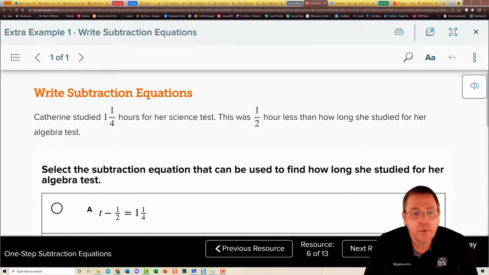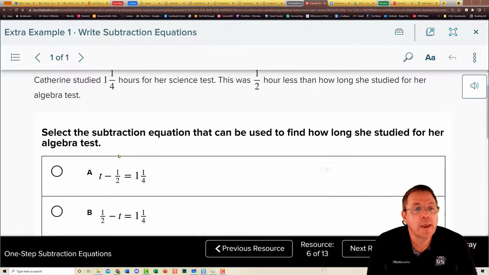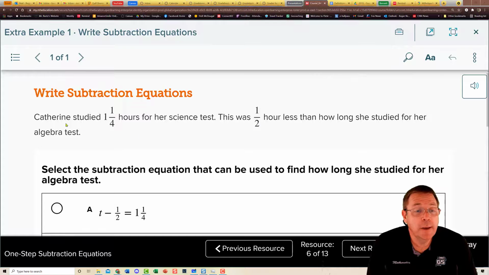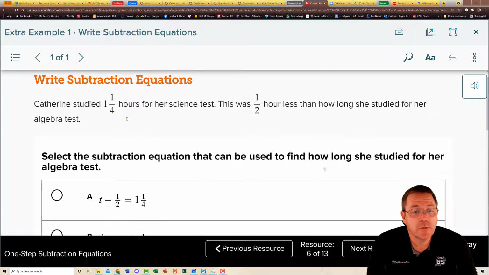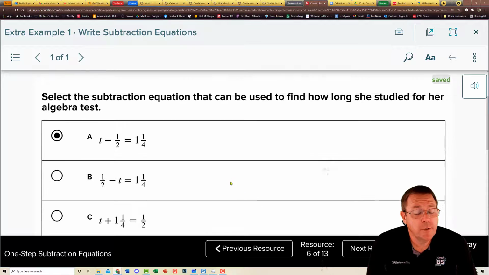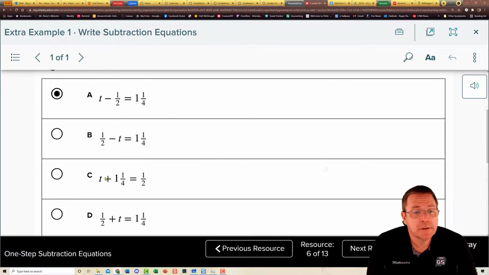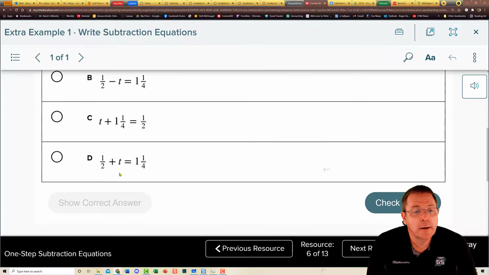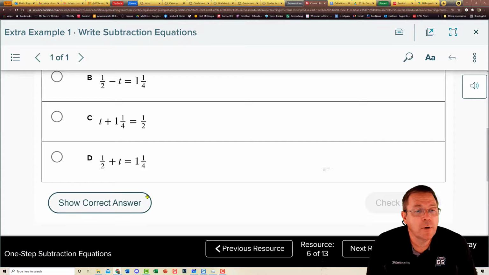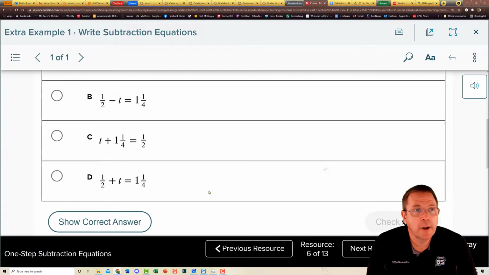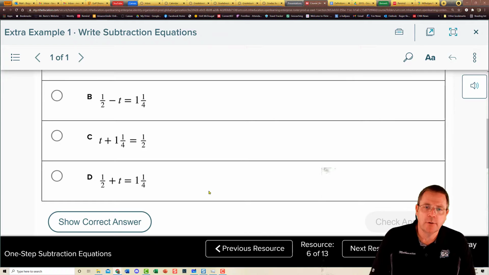So we need to come up with an equation, and we know that if we were to subtract 1/2 an hour, because it's less than, subtract from what? How long she studied for the algebra test, then we can find out how long she studied for the algebra test. So the algebra test minus 1/2 is going to equal how long she studied for her science test. That means A will definitely work, B will not, C will not, and D will not. You only have one correct answer, and we got it right. Easy math. Anybody can do these things.